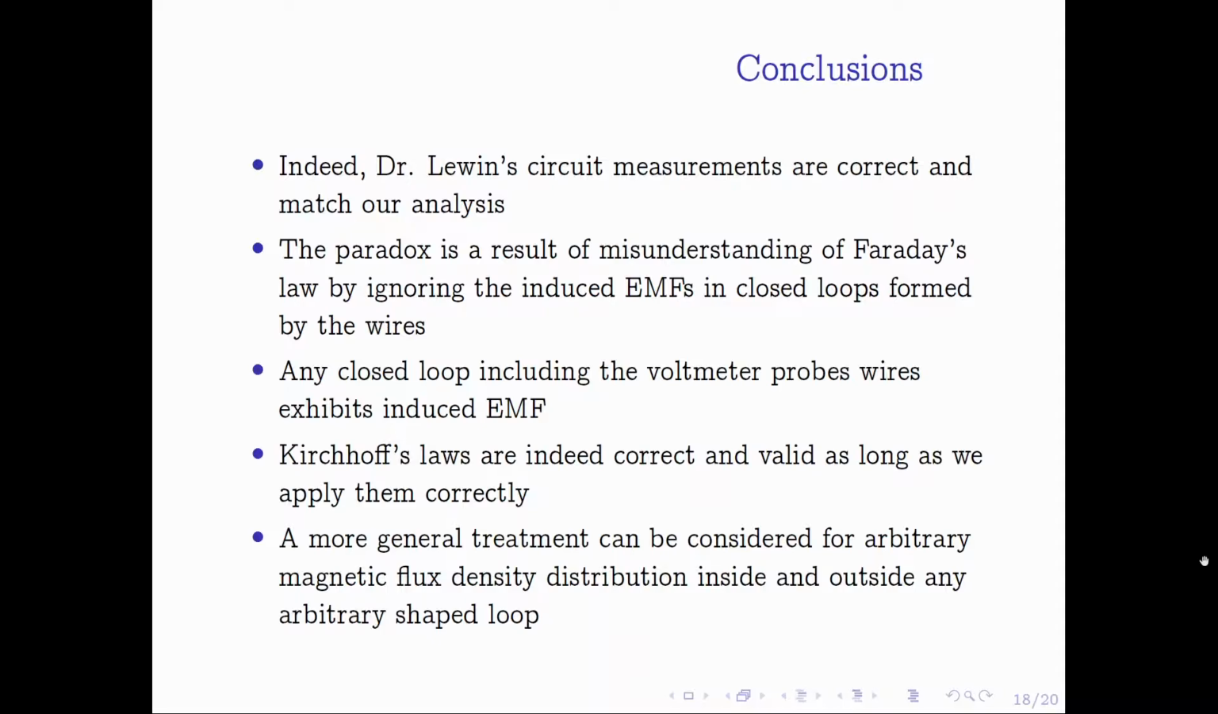In addition to that, Kirchhoff's laws are indeed correct and valid as long as we apply them correctly. And finally, we can consider a more general treatment for this problem. This can be done if we assume the magnetic flux to be any arbitrary distribution inside and outside the loop. We can also make the loop take any arbitrary shape instead of this rectangular shape.